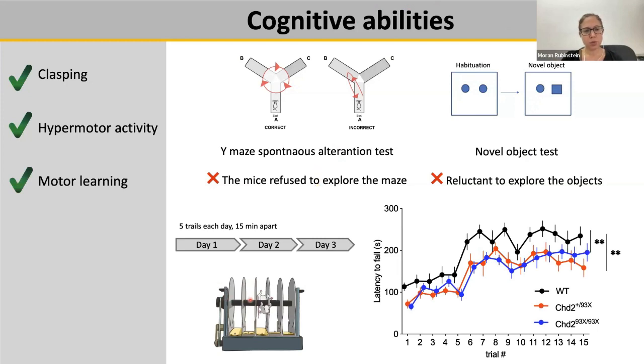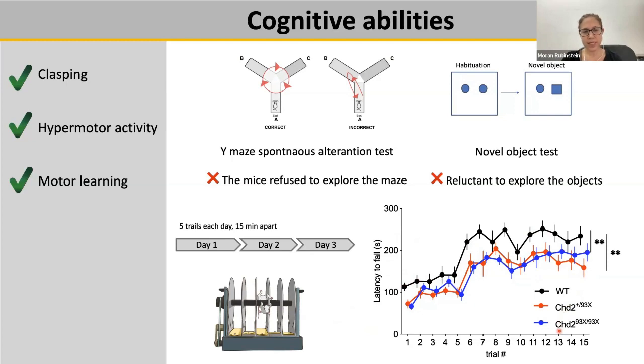So we used this rotor rod. This is a rotating rod, and we placed the mice on the rod for 3 days. And we allowed them to train for 5 consecutive trials each day. And we measured the time they're able to balance themselves on the rod. And doing this test, we saw that wild-type mice were all the time better than the mutant mice. And this time it was both the heterozygous mutant and homozygous mutant.